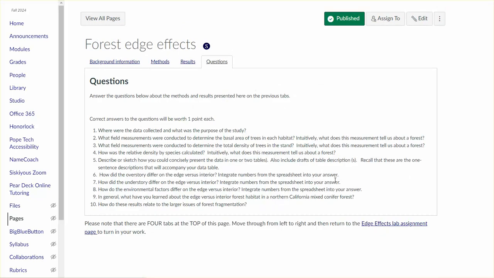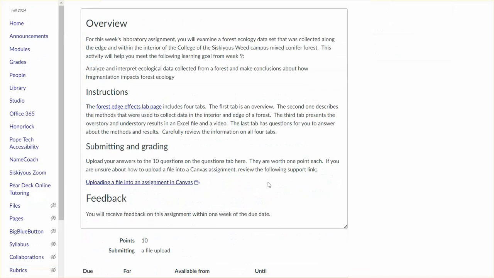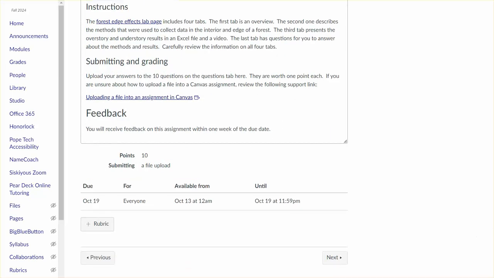Finally, what I'm looking for are the answers to these 10 questions. So based on your understanding of the methods that we used and your understanding of the results, I'm looking for your answers to these 10 questions. So this isn't something where you need to go out and do this lab in the forest. My class did it for you. You just need to make sure you understand the methods and also the results. So upload the answers to those 10 questions here when you're done.